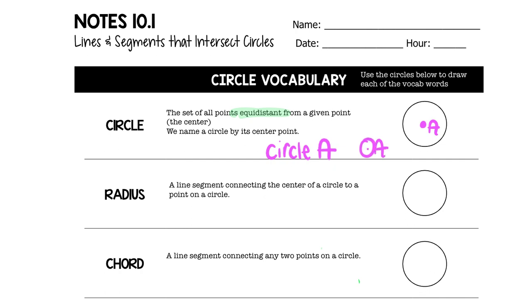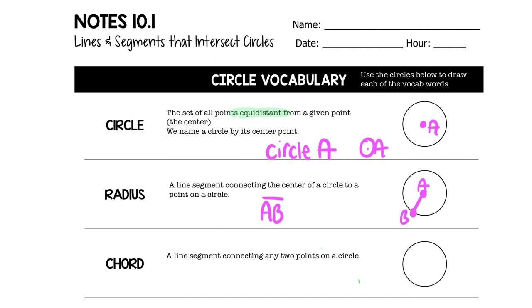So a radius is a line segment connecting the center of a circle to a point on the circle. So you would just connect that center to any point on the circle. And then because it's a line segment, I would, for example, call that AB. Every radius of the circle has the same length because that's an equal distance. That is like the definition of a circle.